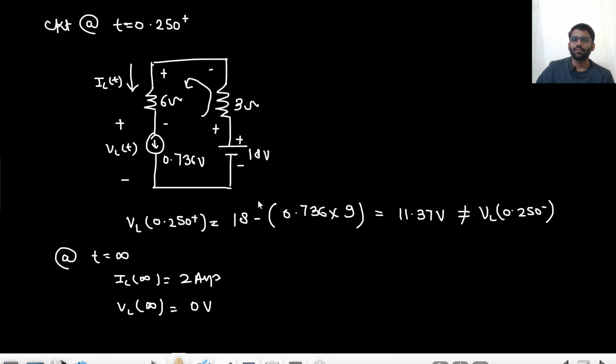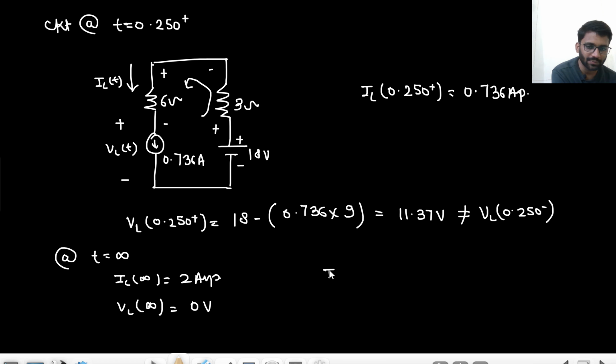So now we are going from, yeah, and this is VL at t equals 0.25 plus. What is the value of IL? That is 0.736 ampere. So from 0.736 ampere we are going to 2 ampere, right? So what is the expression of IL(t)? And the time constant also we need to find.